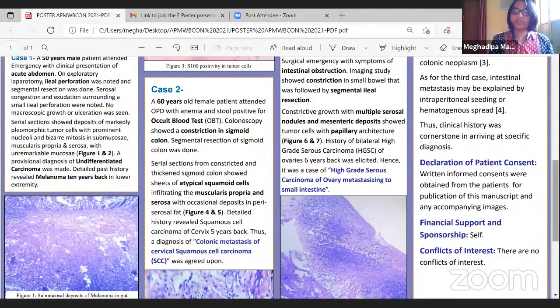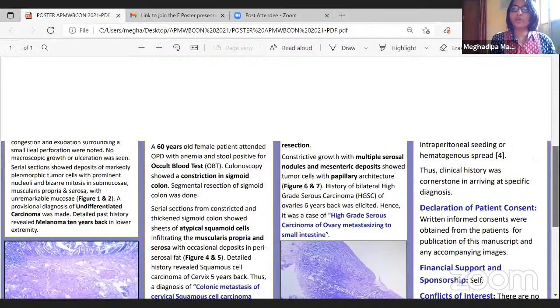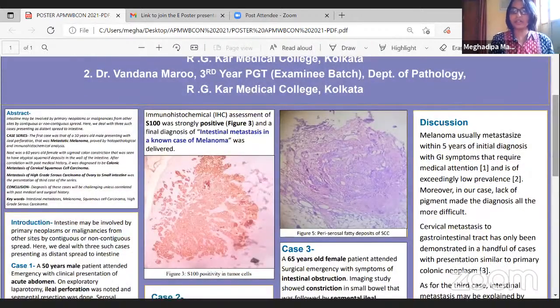So the papillary architecture, along with, again, in this case, a normal mucosa and positive history, helped in arriving at the diagnosis of high-grade serous carcinoma of ovary metastasizing to small intestine. So now we looked into our literature.